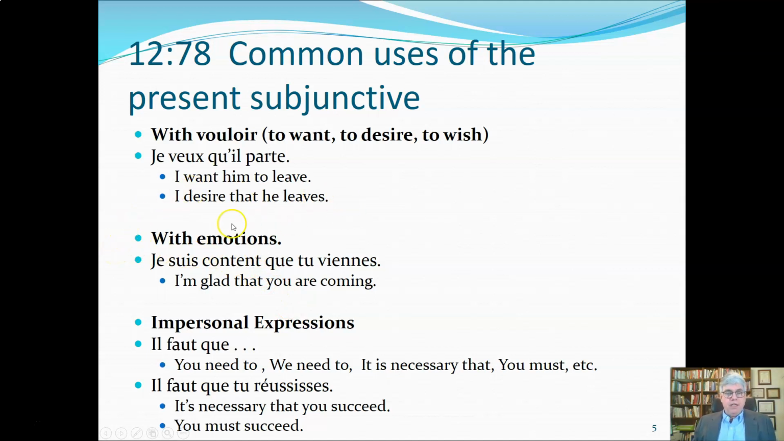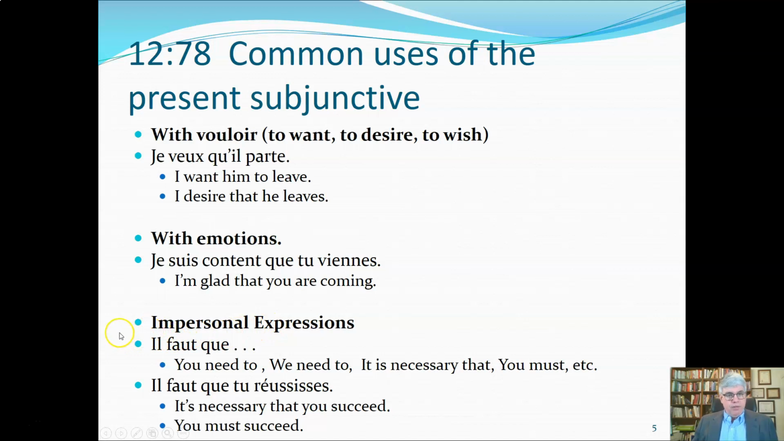We also use the subjunctive when we're expressing emotions. Je suis content que tu viennes. So I am content. That can be content, or it can be more positive. I'm glad or I'm happy que tu viennes. I'm glad that you are coming, or I'm glad that you will come. Je suis content que tu viennes. Now, vienne comes from venir, and that's an irregular subjunctive. It's not based on the imperfect. We've seen that stem though before for it, and it comes to I'm glad you are coming.